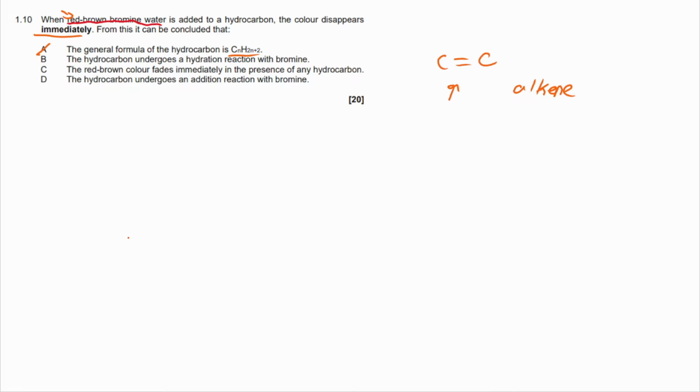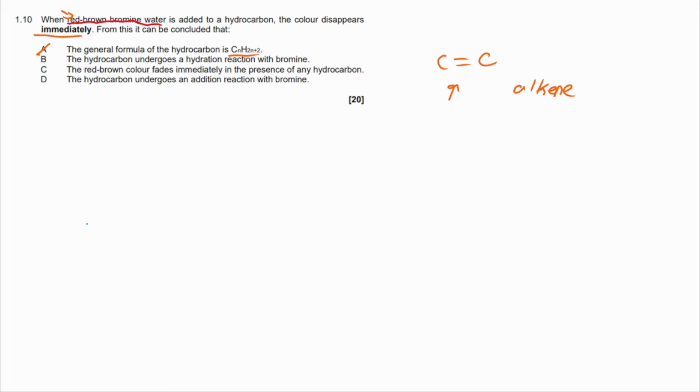So the hydrocarbon undergoes a hydration reaction with bromine. So it is not a hydration reaction. It undergoes a reaction, but not hydration. Hydration has got to do with water. It's one of those organic reactions with water. Anyways, even if you weren't sure about that, you can kind of just come back to D. But anyways, let's say, okay, I'm not sure. It could be hydration. Let's just continue with the process of elimination, which is a really important technique, and I really do recommend it for multiple choice.